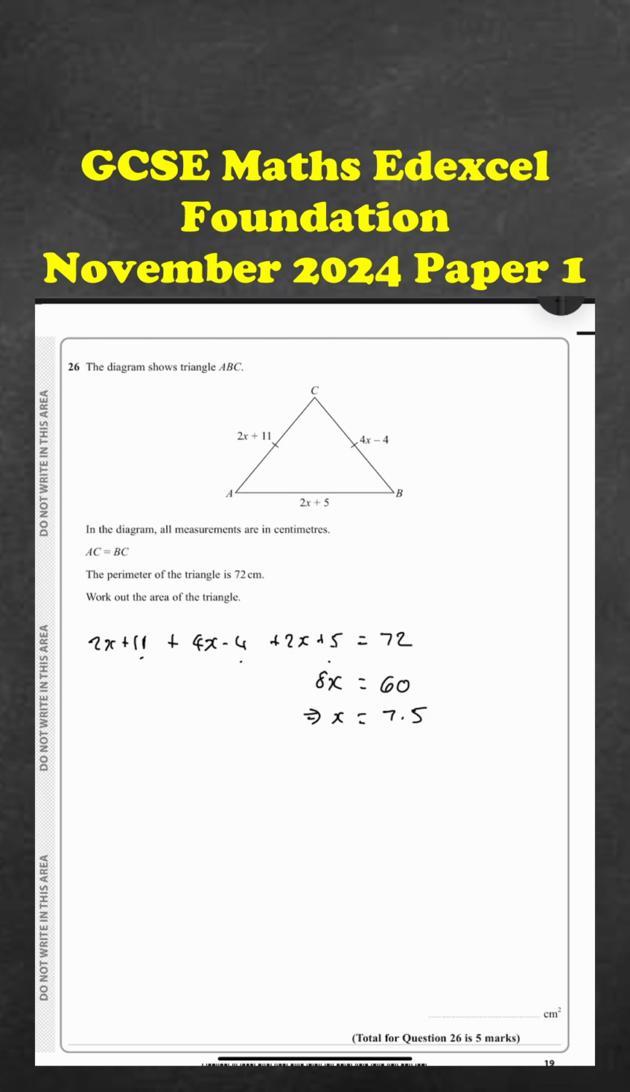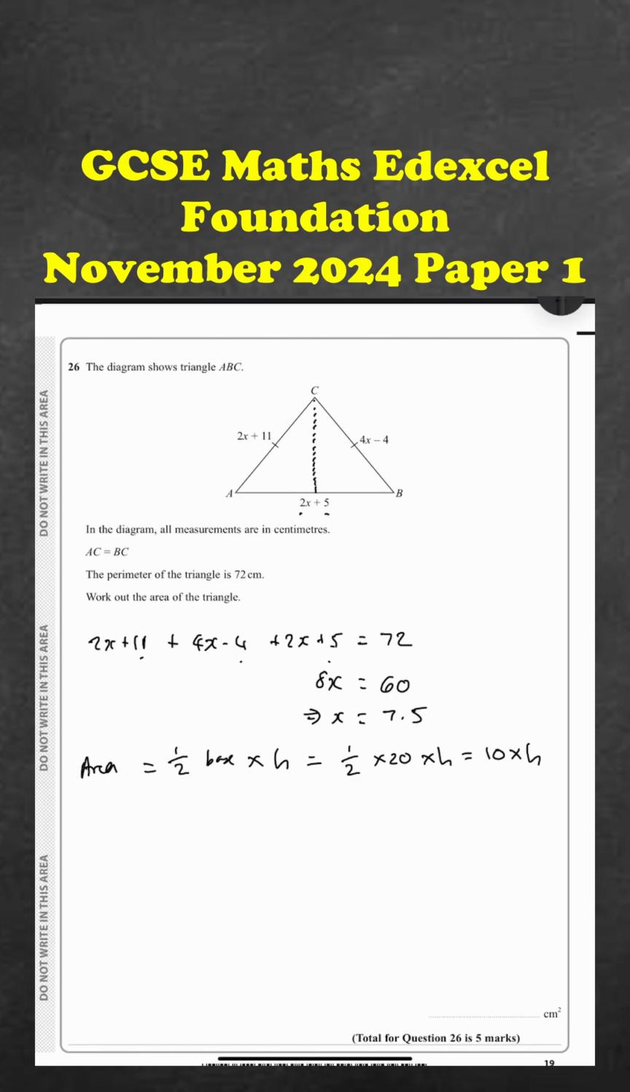To find the area of the triangle, it's going to be half base times height. That's going to be half, and the base is 2x, which is 15, plus 5. So half times 20 times height. It's going to be 10 times height. But what is the height?